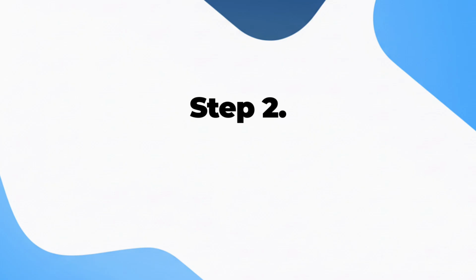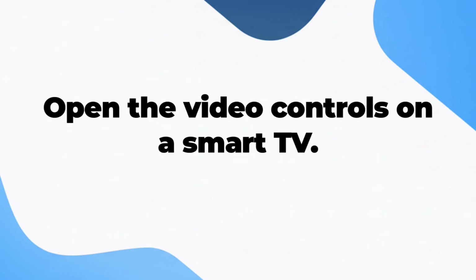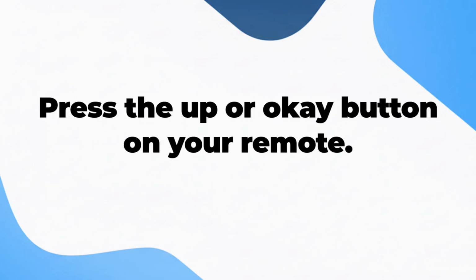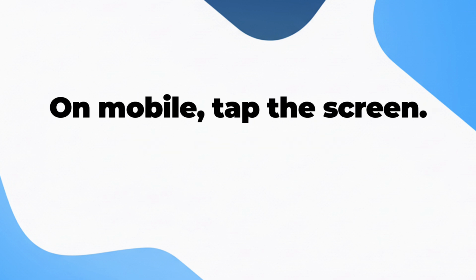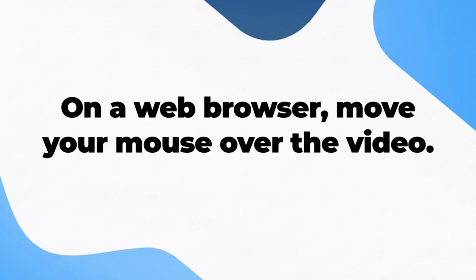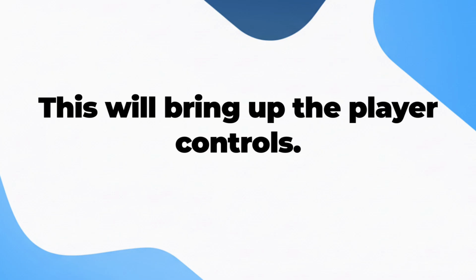Step 2. Open the video controls. On a smart TV, press the up or OK button on your remote. On mobile, tap the screen. On a web browser, move your mouse over the video. This will bring up the player controls.